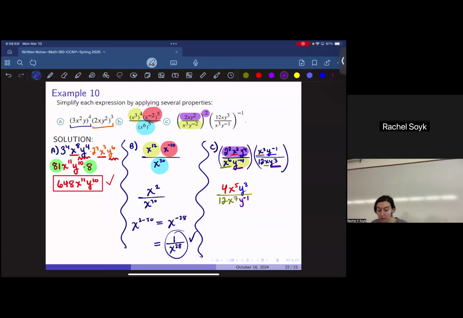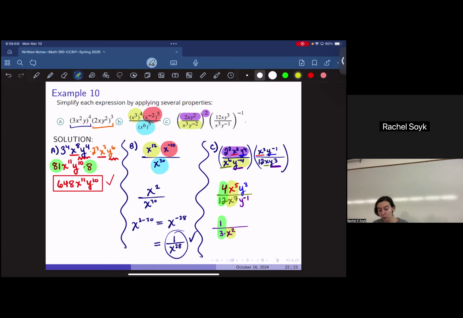We can do some more simplification from the division perspective. We have 4/12, which is the same as 1/3. X to the fifth divided by x to the seventh. Well, 5 minus 7 is x to the negative 2. But x to the negative 2 would not stay in the numerator. If we wanted to make it a positive exponent, we just keep that 2 in the denominator. So x to the 2 in our denominator.